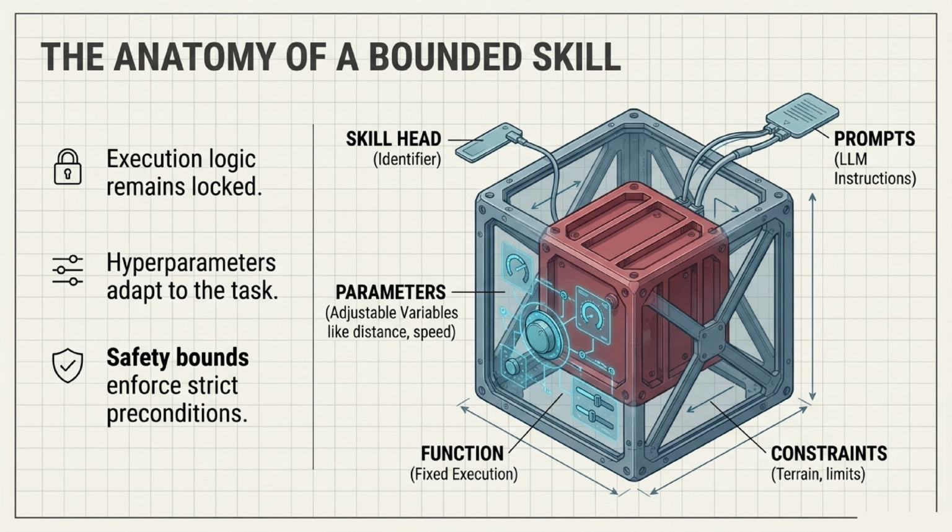Let's zoom in on what we mean by a bounded skill. Think of each skill as a locked cube. The actual execution logic, the core function, remains totally locked and fixed. However, the LLM is allowed to adjust the hyperparameters, tweaking variables like distance or speed to adapt to the specific task. Surrounding all of this is a cage of safety bounds that enforce strict preconditions, meaning the skill won't even execute if the terrain or limits are wrong.